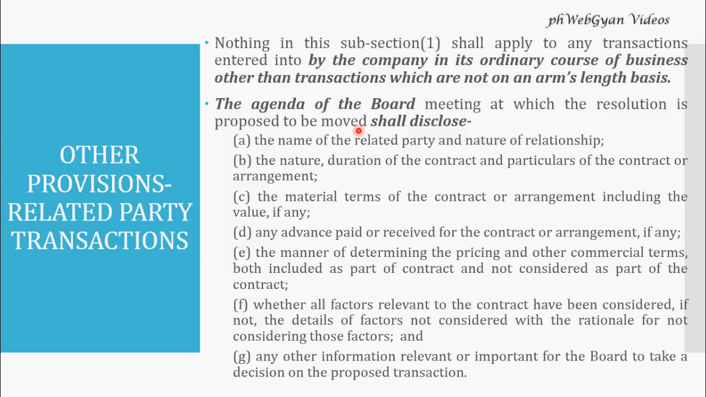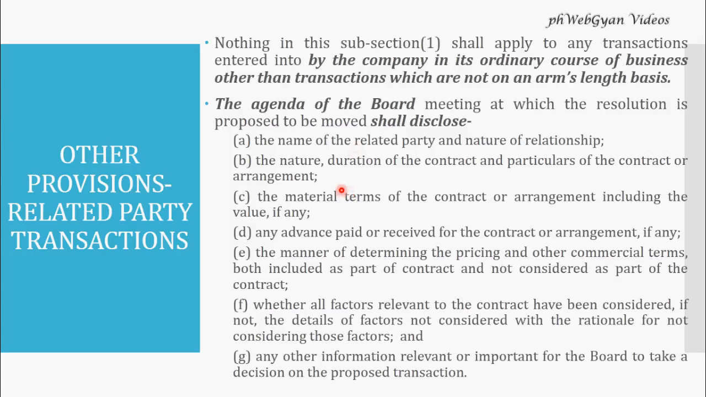What all will be the agenda of the board? Because we have seen that the board resolution is mandatory for the company, except where the transaction has been entered in the ordinary course and at arm's length price. Now, that board resolution agenda has to be given. What does this agenda include or disclose? So, let us see. First of all, it shall disclose the name of the related party and the nature of the relationship.